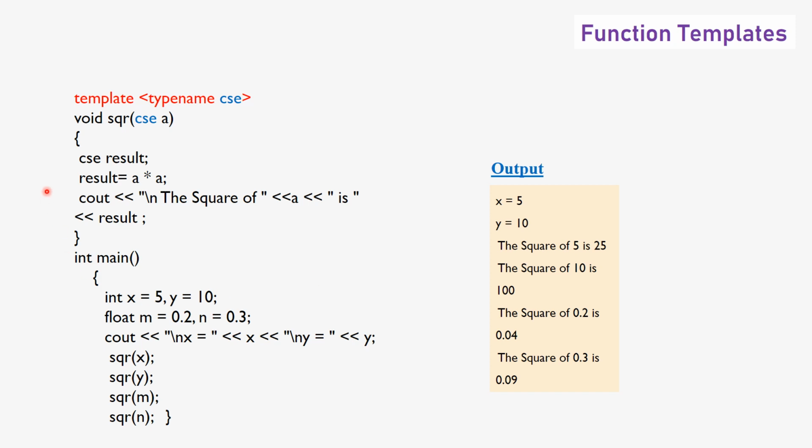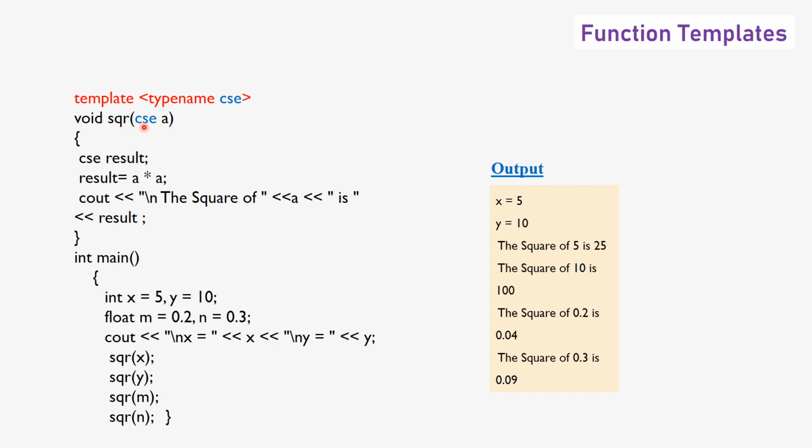This is our first example of a function template, and this is the keyword. Remember, we can use class or we can use the typename keyword. And this is the name of the template type, CSC, and then we have the function definition here. Normally we write the definition starting with the return type. Here the return type is void. The name of the function is sqr.